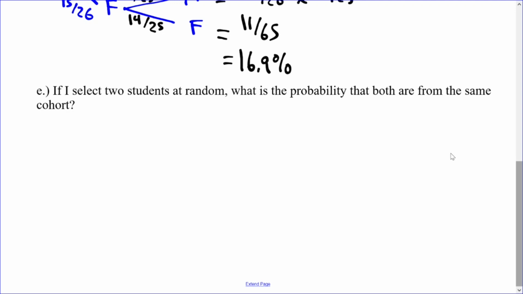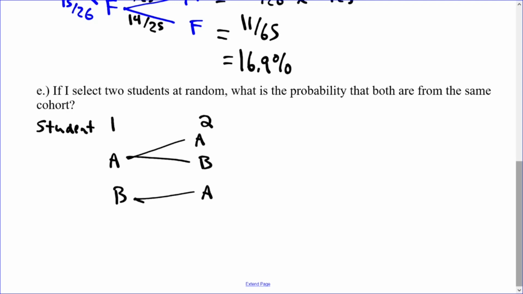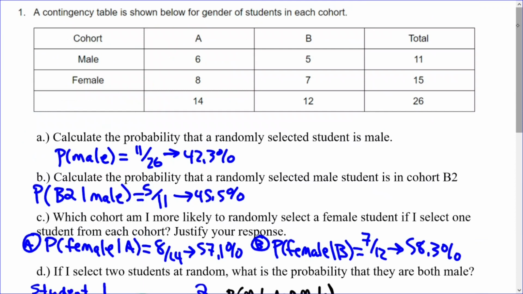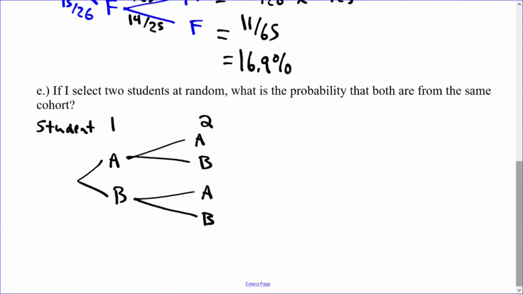So first of all, we're going to choose our students, 1 and 2. And the values we're looking at, the outcomes we're looking at, are which cohort they come from. So cohort A or B, we're going to split A and B and split A and B. And looking at our contingency table, we can find the probability of each event. So let's scroll back up and let's take a look. The probability of being from cohort A is 14 out of 26. So what am I going to label that? 14 out of 26. And conversely, being from cohort B is going to be 12 out of 26.